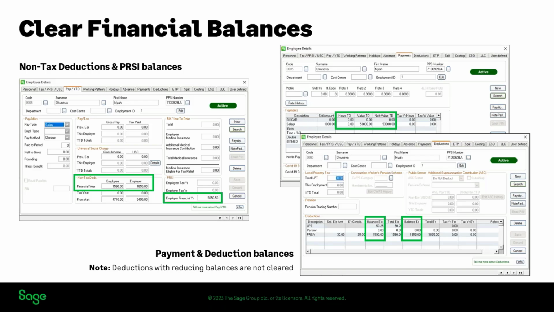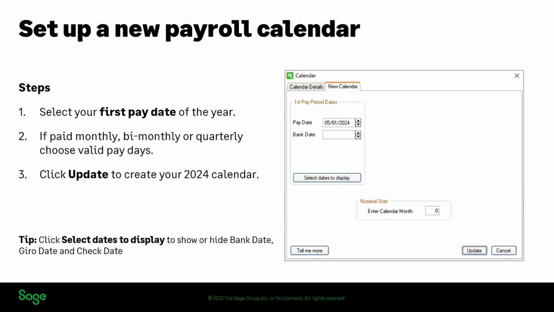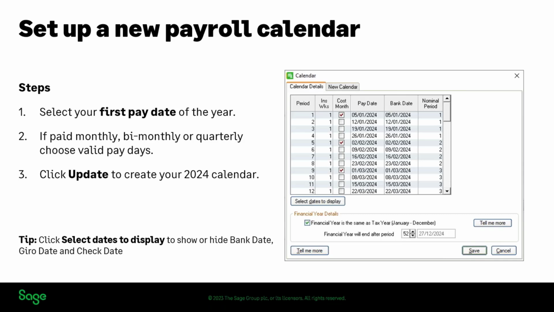So once you've been through that, you'll be prompted to set up your payroll calendar. This just involves selecting your first pay date of the year, and that must fall in period 1 of the new tax year. If you have a monthly based pay frequency, you'll need to choose valid pay days. And then once you've got those dates entered, you'd click update to create your 2024 calendar. And mine is going to end up looking something like this. So those are the steps. Let's take a look at them now.